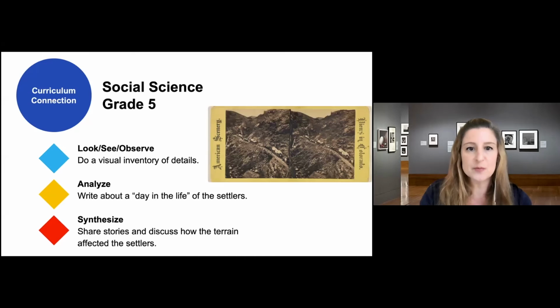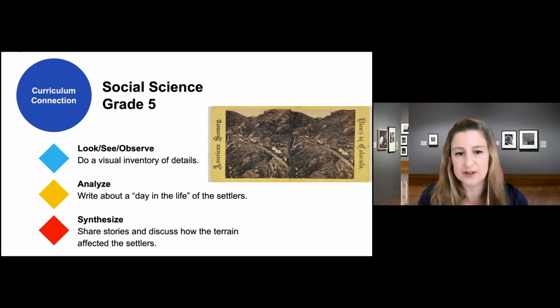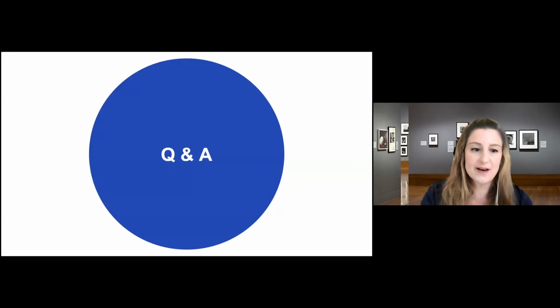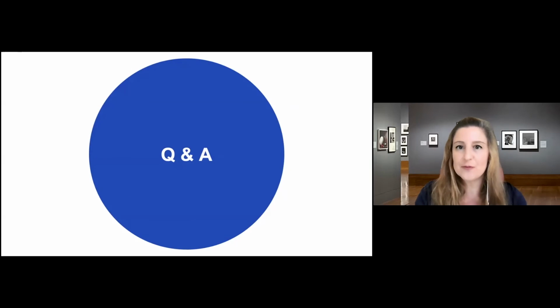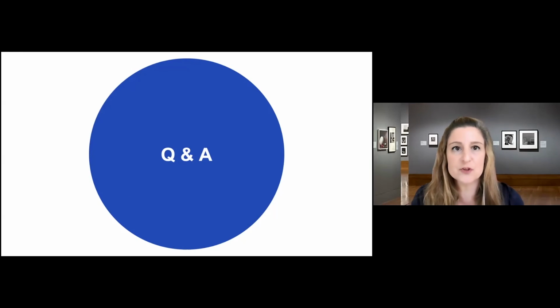So just in summary, do a visual inventory of details, write about a day in the life, and then share stories and discuss the big idea of how the terrain affected the settlers. Okay, so with that, we've mostly covered what we'd like to cover in terms of visual literacy.